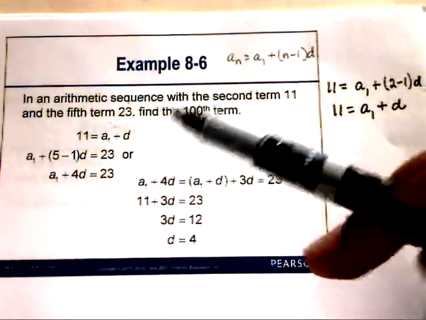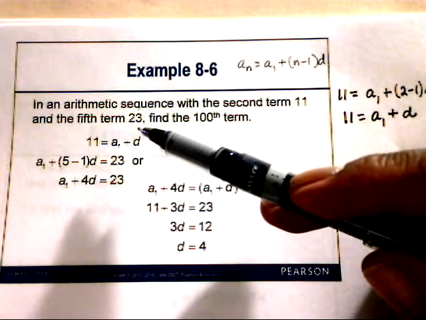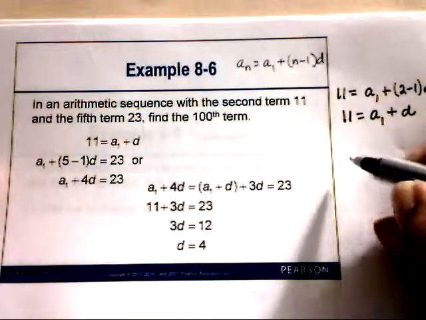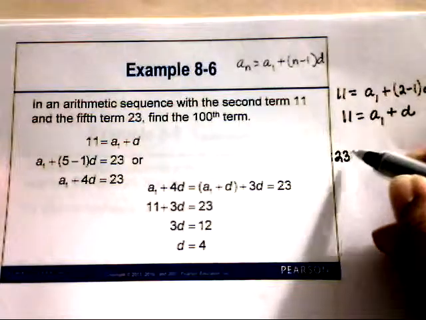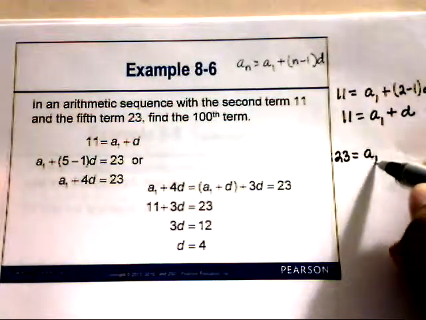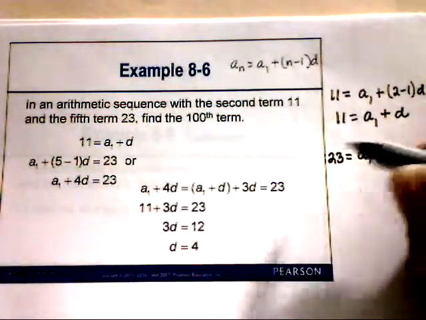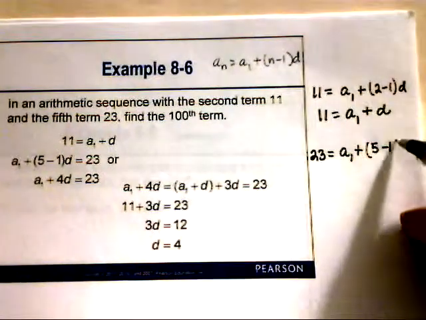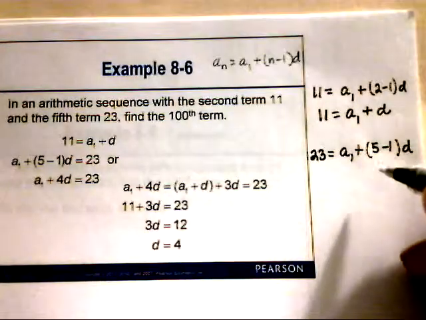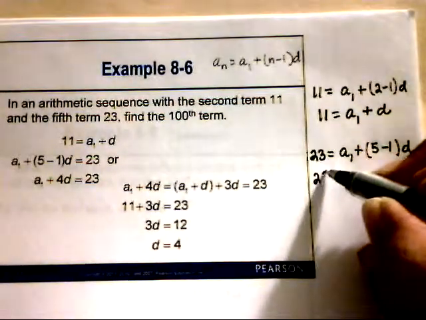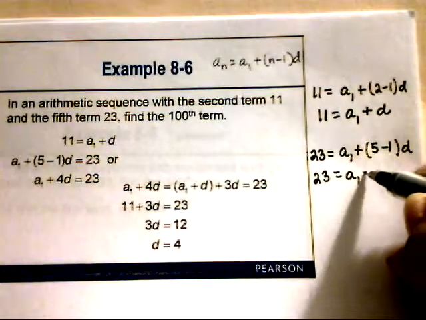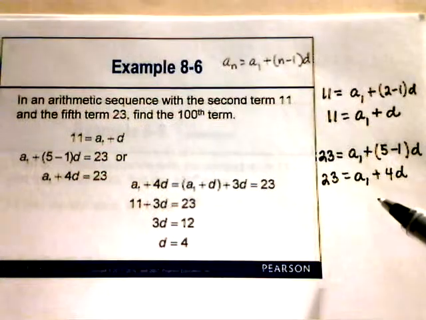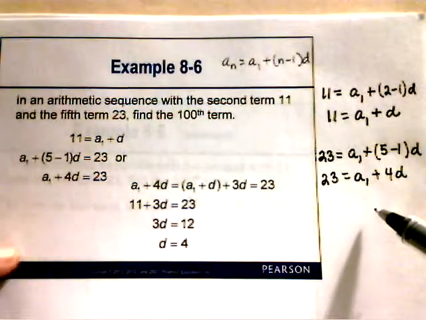Okay. And then we're told that the fifth term is 23. Okay, using this formula again, you have a sub n, which is your fifth term, that's 23, is equal to a1 plus the fifth term is your n, that's 5, minus 1 times d. Well, 5 minus 1 is 4, so that'll be 23 is equal to a1 plus 4d. Which is the same as saying a1 plus 4d is equal to 23.